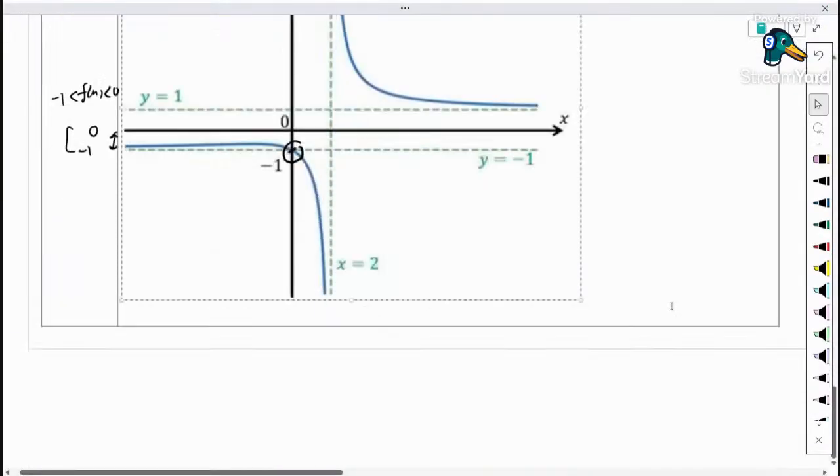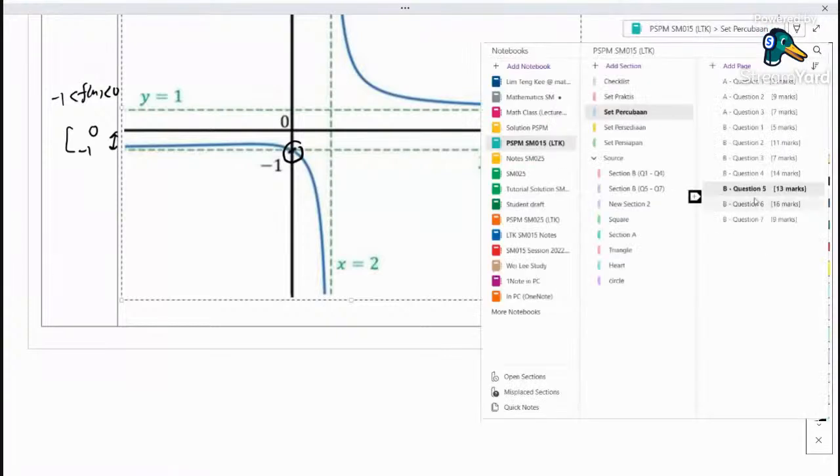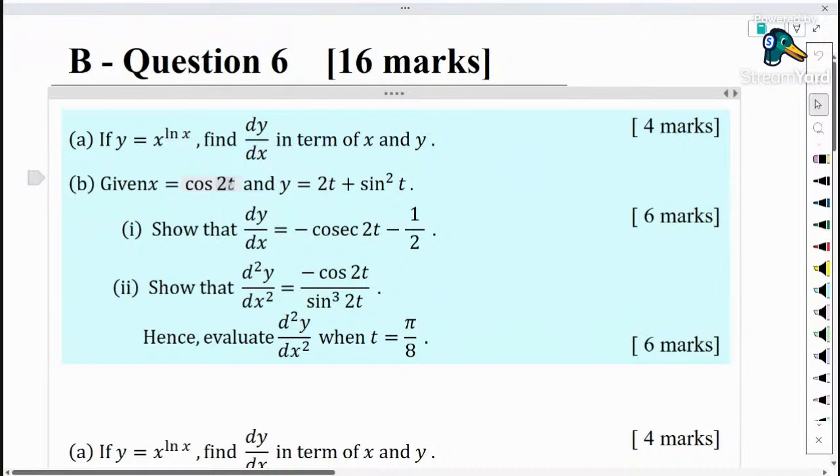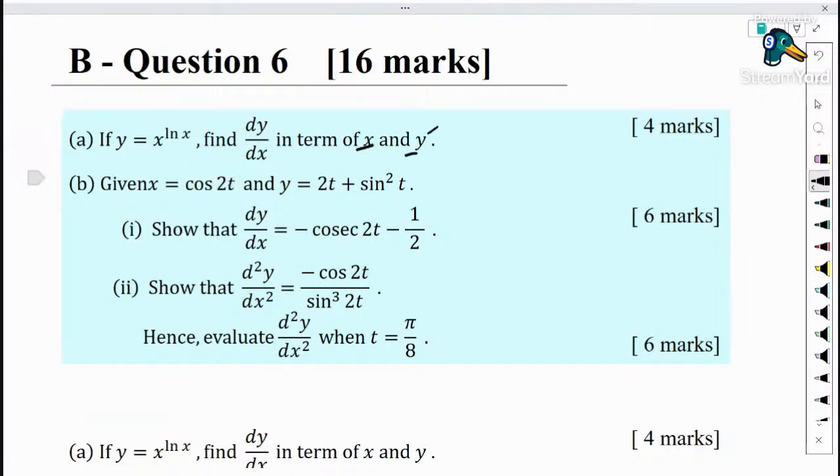So after we have solved question D, now we go for question number 6 in section B, regarding differentiation. So let's see what we have for question A. You are given y equals x to the power of ln x, find dy/dx in terms of x and y; your final answer can have y inside for the dy/dx. Then you have the case of parametric equations, x and y given. They ask you to show dy/dx as follows, the second derivative as follows, and then calculate the second derivative when t is pi over 8. Let us tackle one by one. Start from question A first.